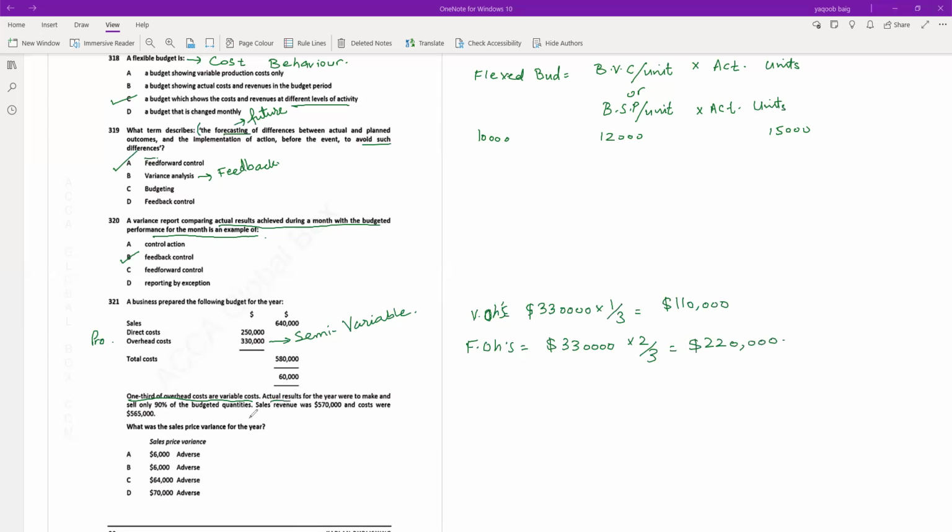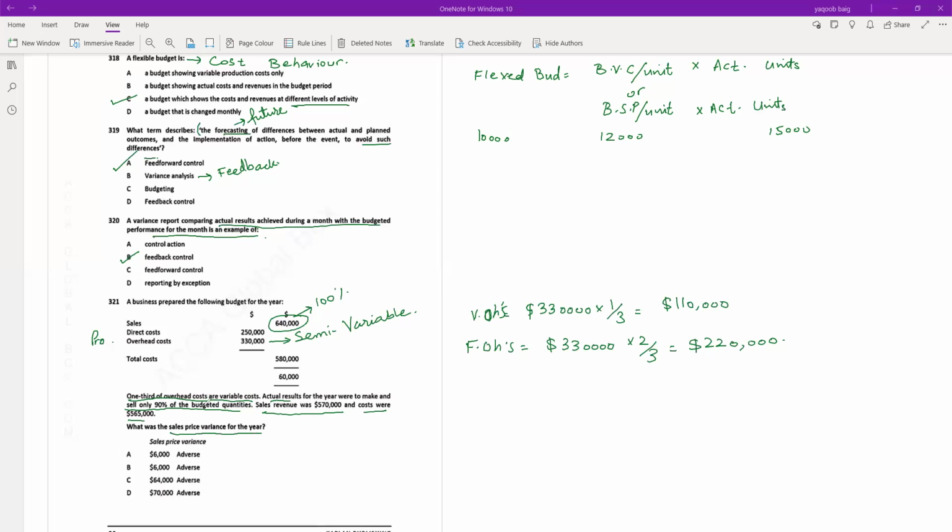Actual results for the year were to make and sell only 90% of the budgeted quantities. So 640,000 is showing what? It is the original budget, which is representing 100%. And here we have 90% of the budgeted quantities. Sales revenue was 570,000 and costs were 565,000. What is the sales price variance for the year?